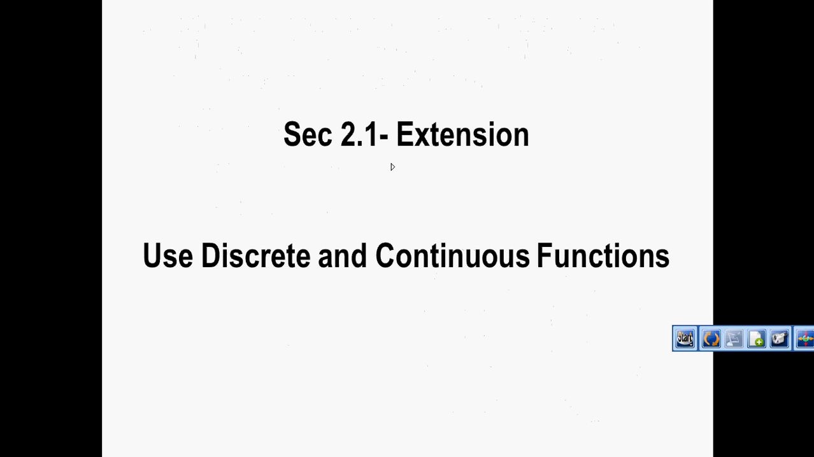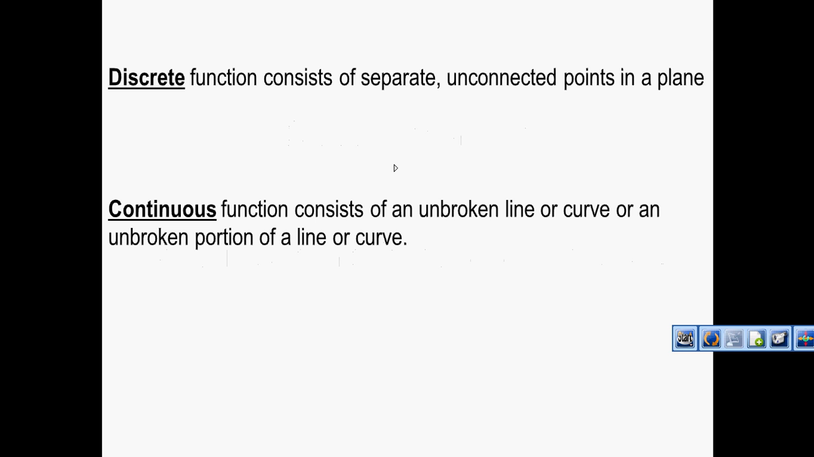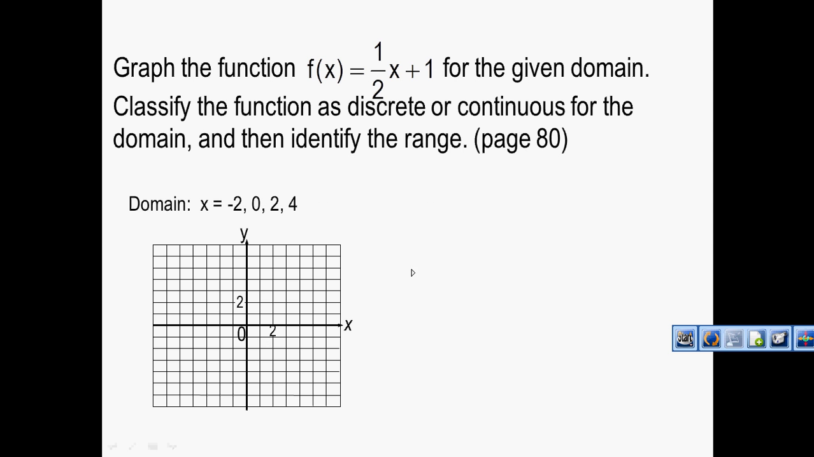So now we're going to talk about the use of discrete and continuous. A discrete function consists of separate, unconnected points in the plane. It's just like data. It's like dots. Whereas continuous functions consist of an unbroken line or curve, or unbroken portion of a line. It doesn't have to go off into infinity. It just has to be a portion of a line or a curve.